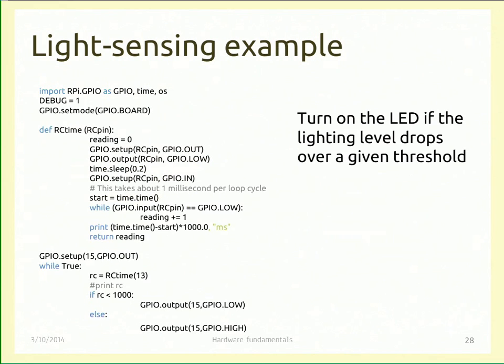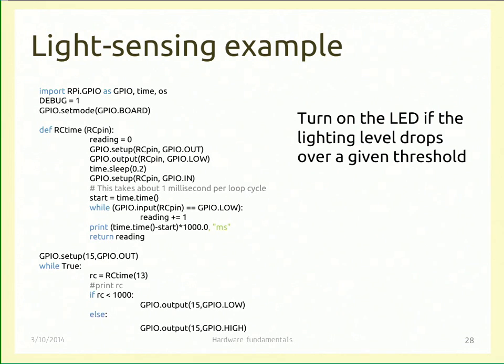Okay, Python. We have the circuit. This is a little bit more complex. Now we already know how to drive the LED, because we just explained the circuit before. So let's try to write a program that reads the light level, and if the light level is below a given threshold, it lights up the LED. Otherwise, it turns off the LED.